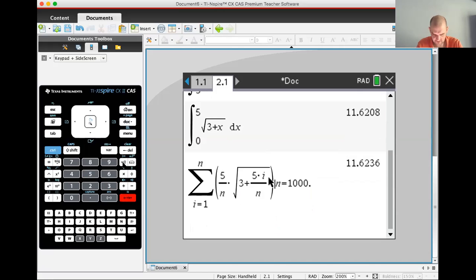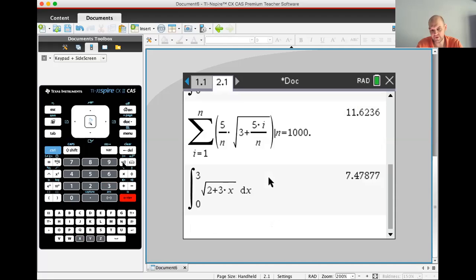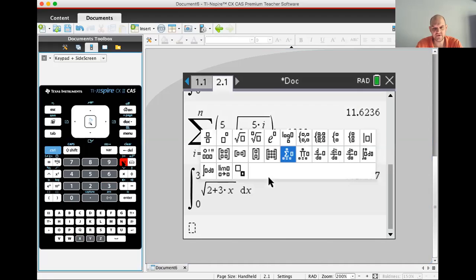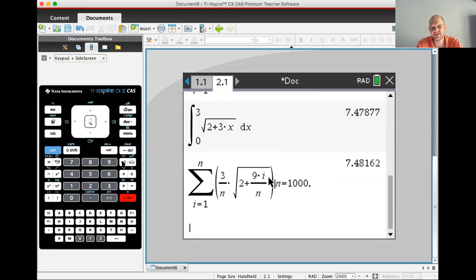So the next one we did, the integral of square root of 2 plus 3x, where x is a variable going from 0 to 3. You should just use a template, but I'm not. So the sum from i equals 1 to n of 3 over n square root of 2 plus 9i over n. And then let's do n is 1,000 again. And you can see it's super, super close. We definitely got it right.